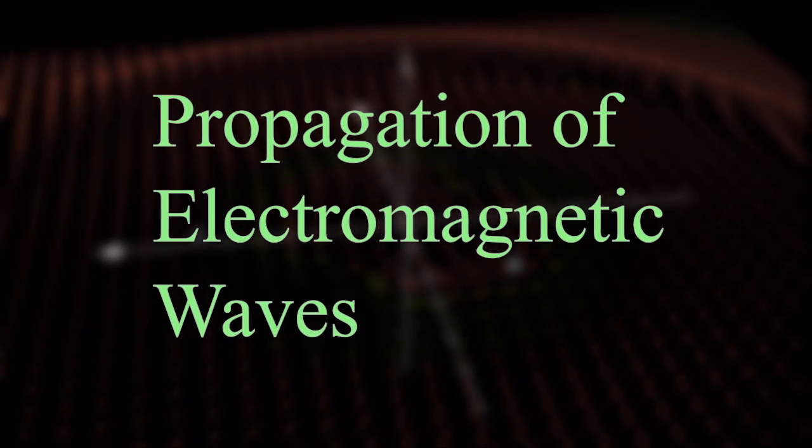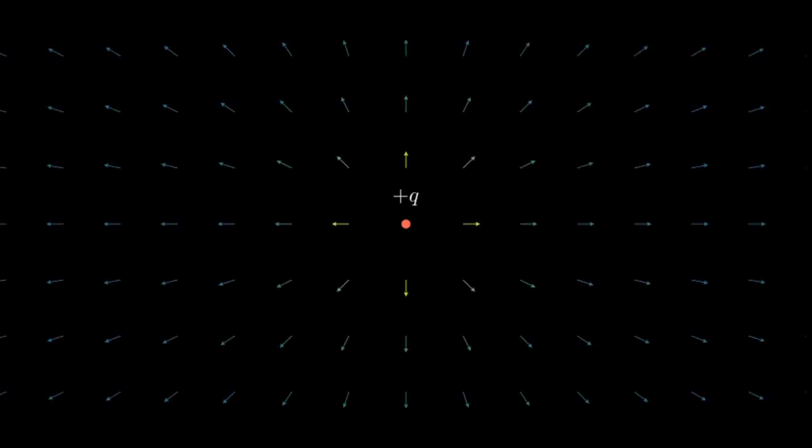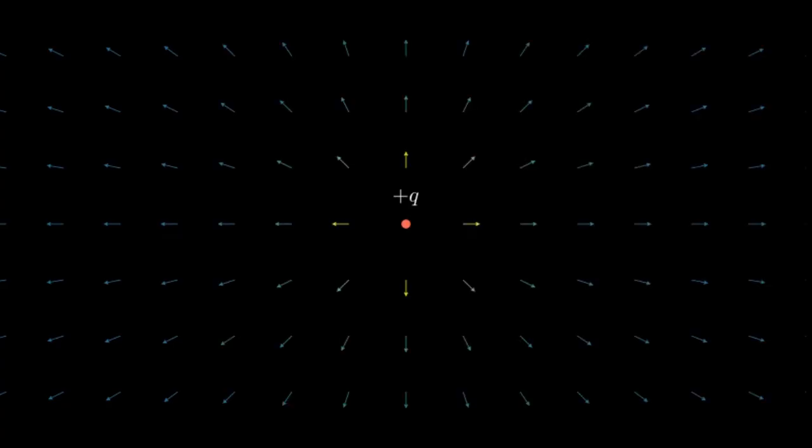To build our foundation, let's start with Coulomb's law, one of the simplest equations in electrostatics. It describes a radially outward electric field around a charge. However, there's a fundamental limitation. Coulomb's law applies only to stationary charges. What happens if the charge is moving or accelerating? Coulomb's law does not account for this scenario.